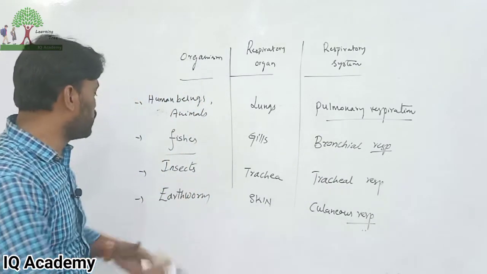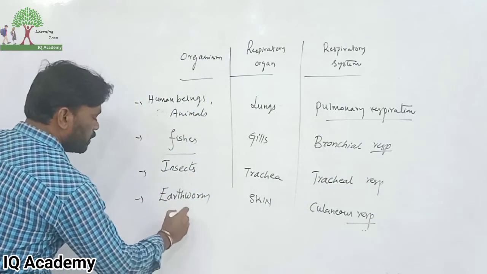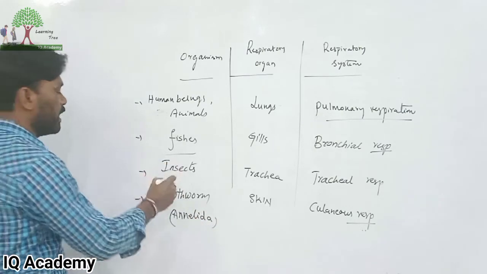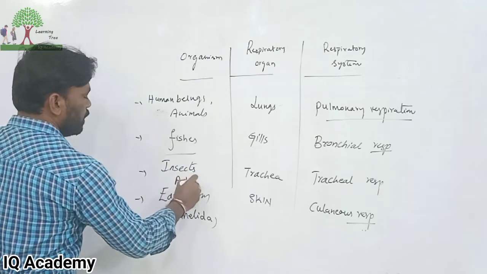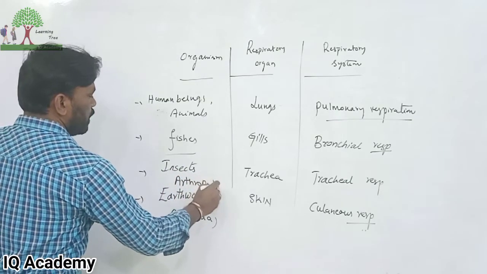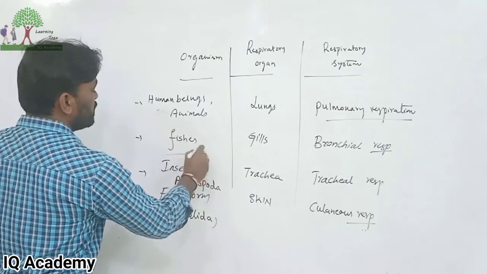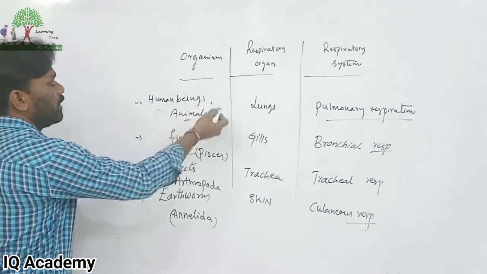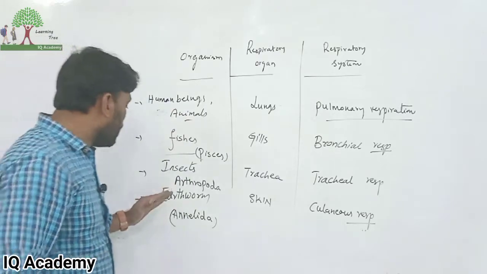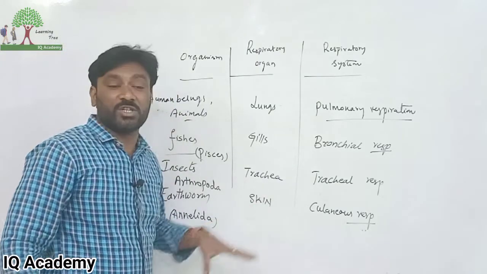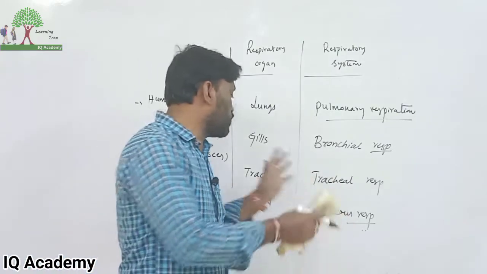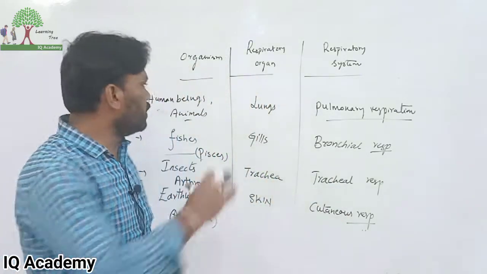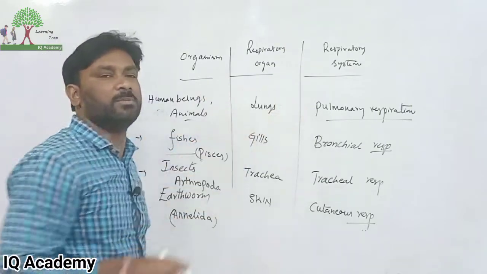Earthworm belongs to phylum Annelida. Insects belong to phylum Arthropoda. Fishes belong to phylum Pisces. And human beings and animals belong to the animal kingdom. An earthworm respires through the skin. Respiration that takes place through skin is called cutaneous respiration. So these are the 4 types of respiratory systems.